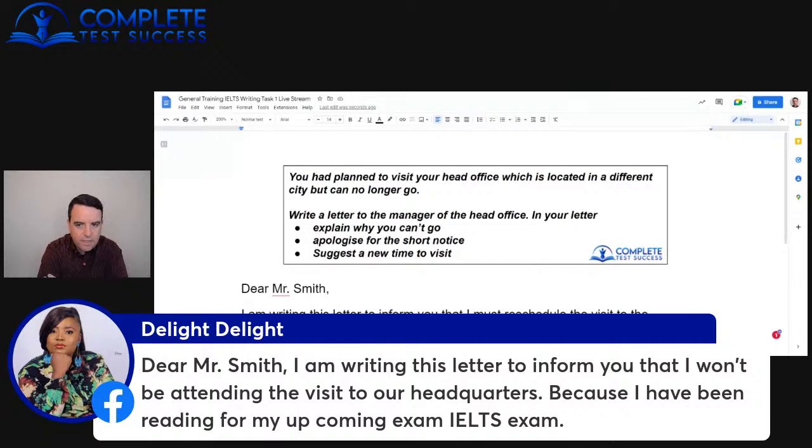It's not clear why you cannot go. So what you're saying is, I have been reading. So in the past, recently, you've been reading for your IELTS test. That's not an explanation for why you cannot go. So what you might say is something like, my IELTS test has been rescheduled to the same date. So that would explain why you can't go.